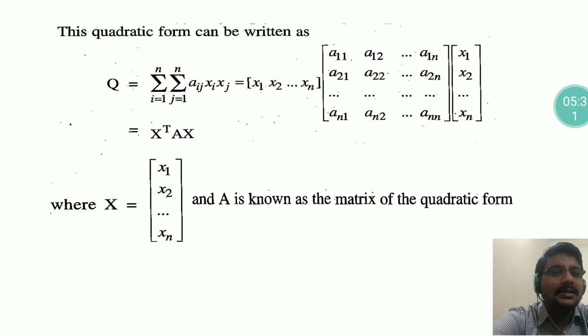Where X is a column matrix x1, x2 and so on xn, and Xᵀ is a row matrix x1, x2 and so on xn, and A is known as the matrix of the quadratic form. A is known as the matrix of the quadratic form. So, important one: what is the matrix of the quadratic form here, X or A? A is the matrix of the quadratic form.